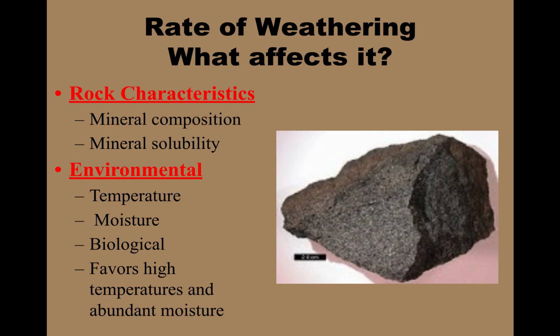And then last but not least is, how does this happen? What is the rate of weathering? What affects it? The biggest two characteristics of a rock that cause mechanical and chemical weathering deal with mineral composition as well as mineral solubility. And then, of course, the environmental factors that cause this are temperature, moisture, biological activity, and more importantly, it favors high temperature and abundant moisture.